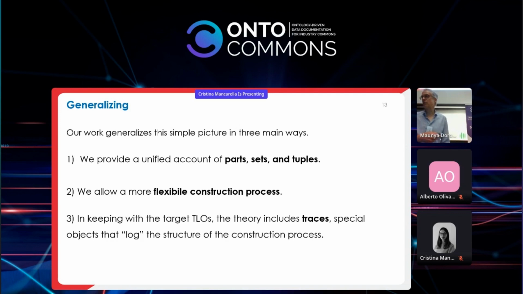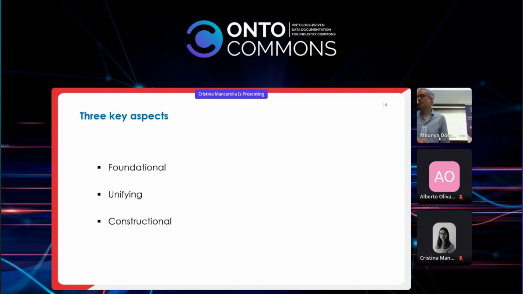Another way is that we want a more flexible construction process. So maybe you need first of all merological sums, and only later you need sets. So then you first construct the sums, then the sets, or some sets as you need them, or in whichever way you please, really. And third generalization is that we need so-called traces. So these are special objects that kind of log the structure of the construction process. So by which process did you construct this or that object?